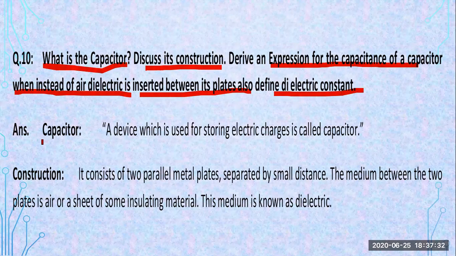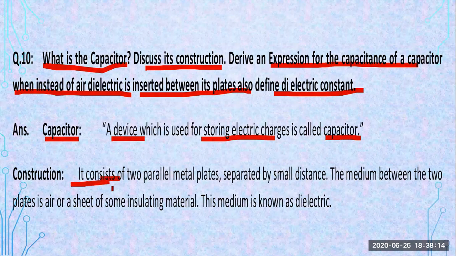Now, first of all, let's start with the main definition of the concept. What are capacitors? A device which is used for storing electric charges is called a capacitor. So this is the importance. It is a device used for storing electric charges, and that device is called a capacitor. There are other devices as well, but this device plays a vital role in the storage of charges. And even when the terminals are disconnected from the battery, you will again see this device carrying such charges stored on its plates.